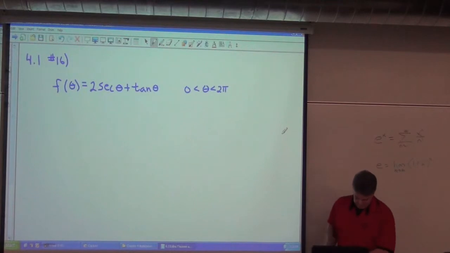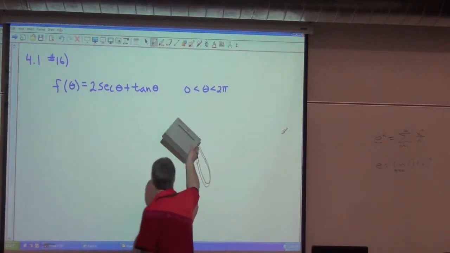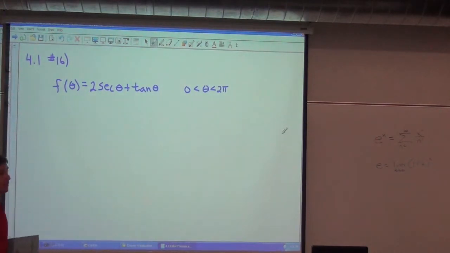It doesn't use brackets, or it doesn't use equals, so it doesn't include 0 to pi. So, critical numbers are anywhere the first derivative is 0 or undefined. So we've got to find the derivative.